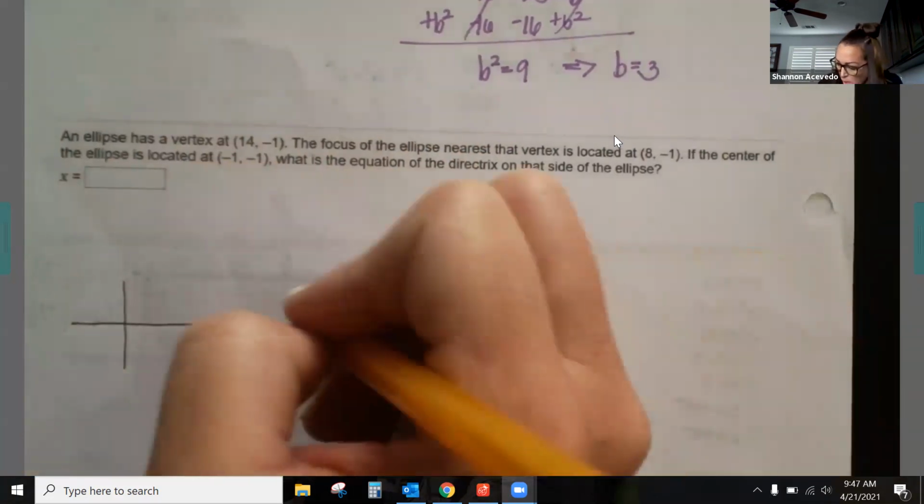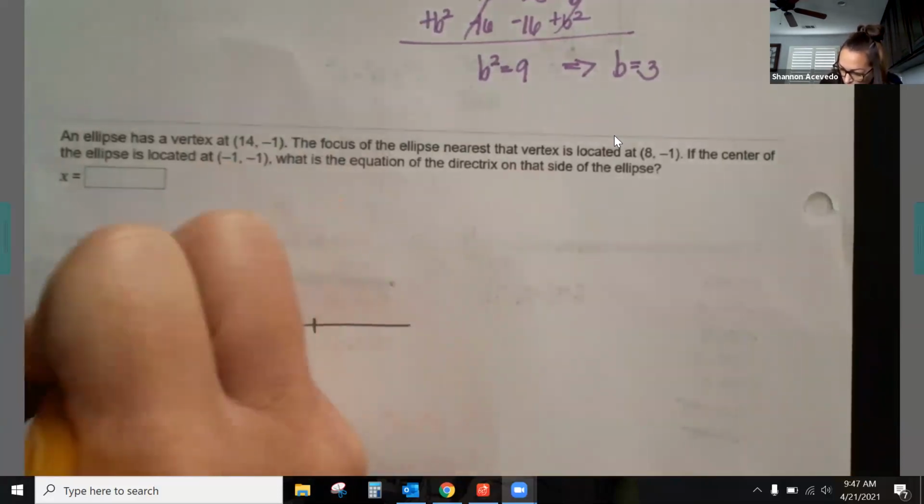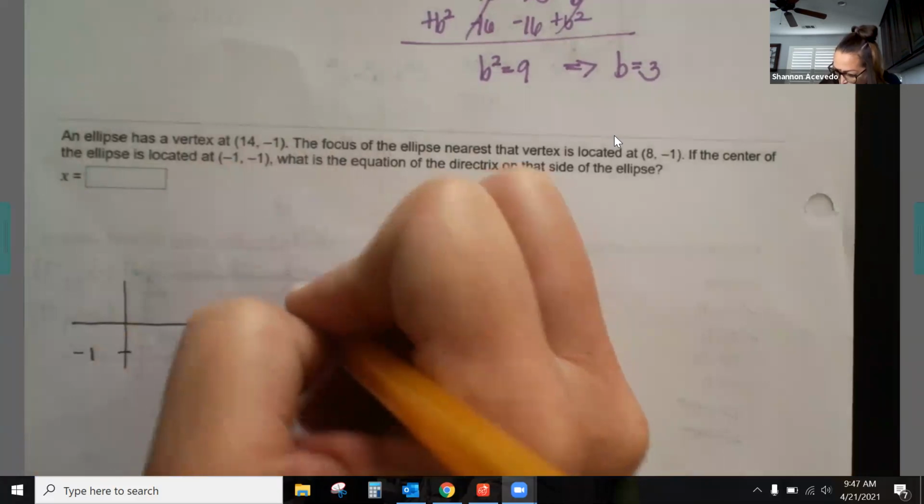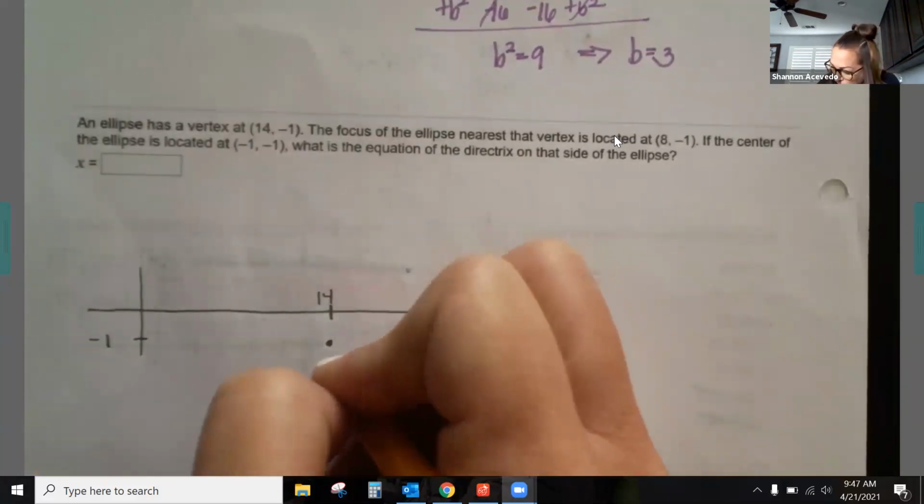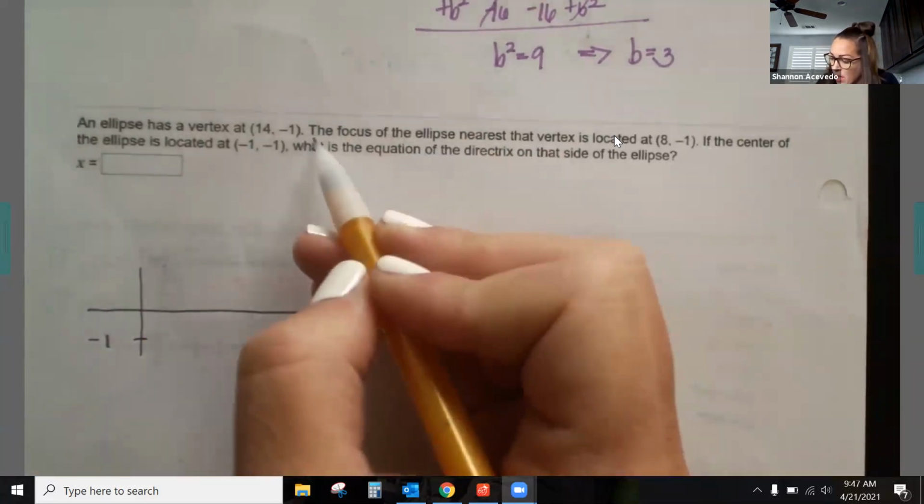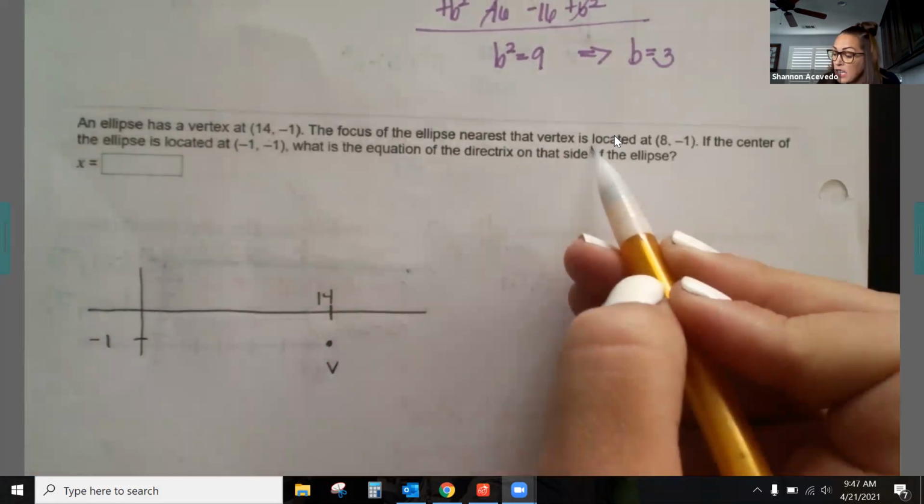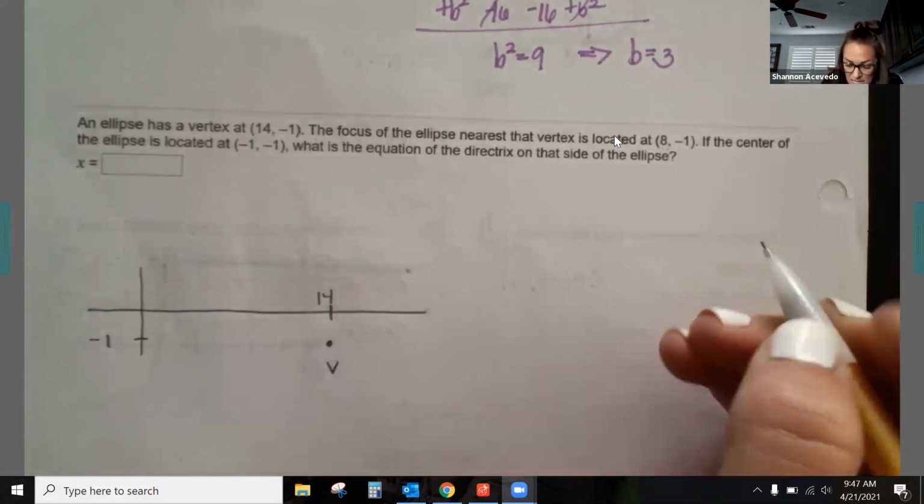So I'm just going to label as we need to. So 14, -1, here's my 14. This right here is a vertex at 14, -1. The focus of the ellipse nearest that vertex, so the focus that's closest to this vertex, is at 8, -1.